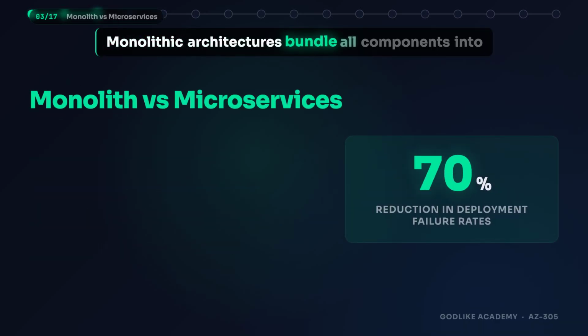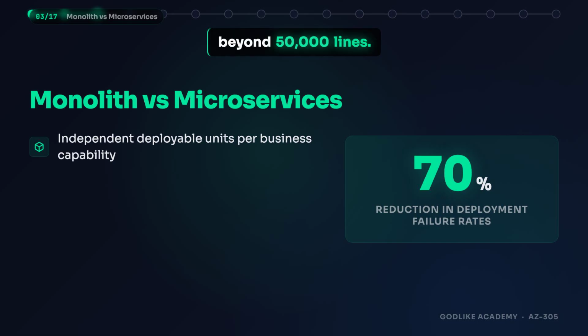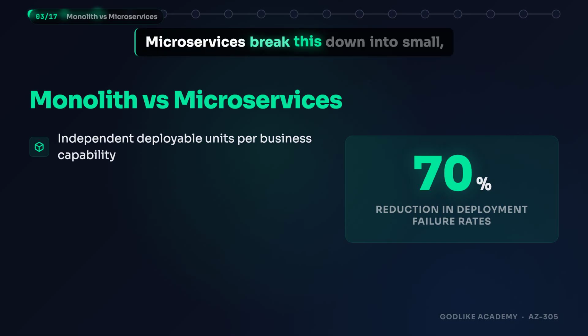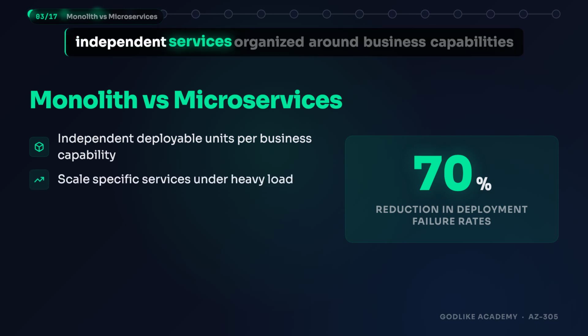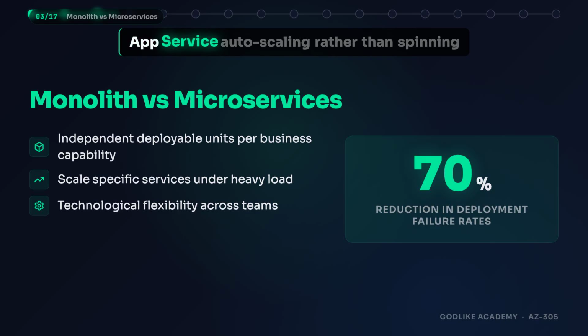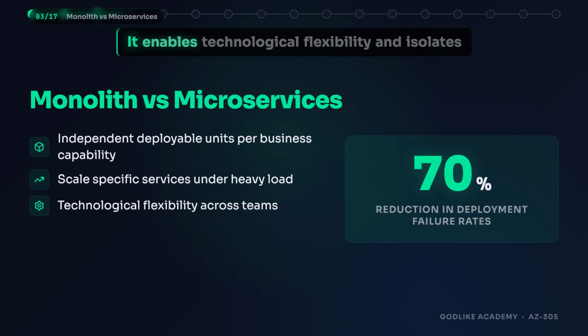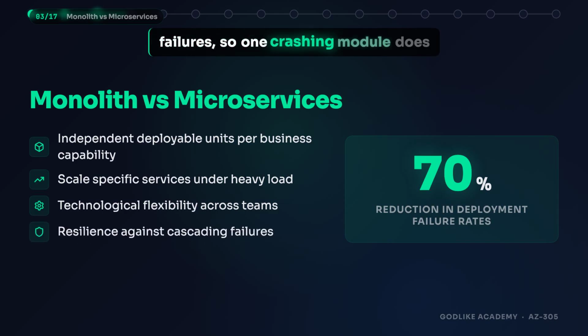Monolithic architectures bundle all components into a single deployable unit, which becomes a bottleneck as code bases grow beyond 50,000 lines. Microservices break this down into small, independent services organized around business capabilities like billing or inventory. This approach allows you to scale only the payment service using Azure App Service Autoscaling rather than spinning up the entire application. It enables technological flexibility and isolates failures, so one crashing module does not take down your production environment.